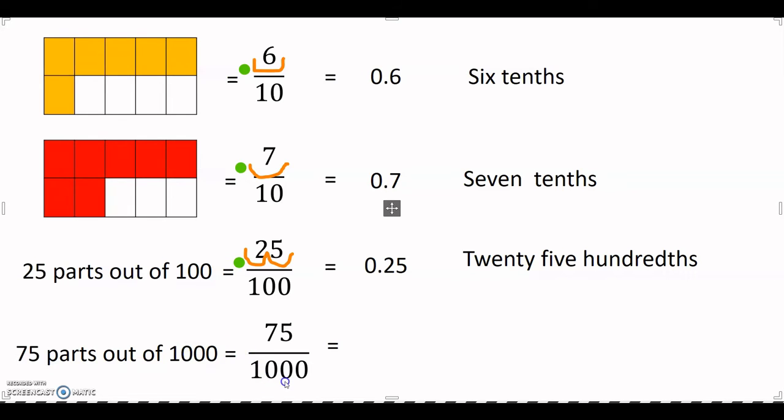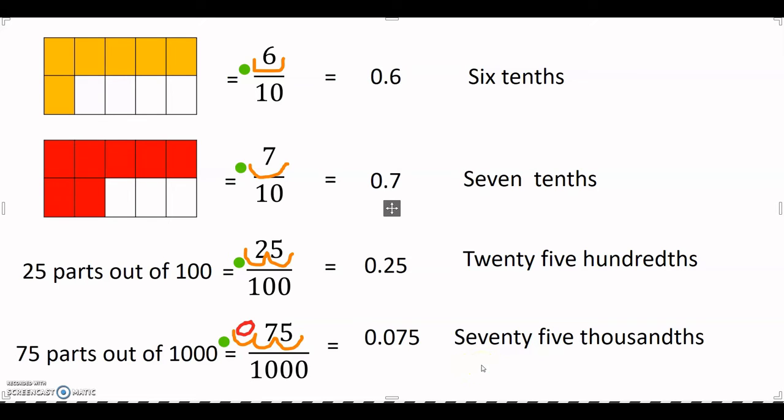Similarly, we have here 75 parts out of 1000. Count 1000, how many zeros? We have 3. So move the decimal point 3 places to the left. And since we have only 75, you have to add a 0. So our answer here is 0.075, or 75 thousandths.